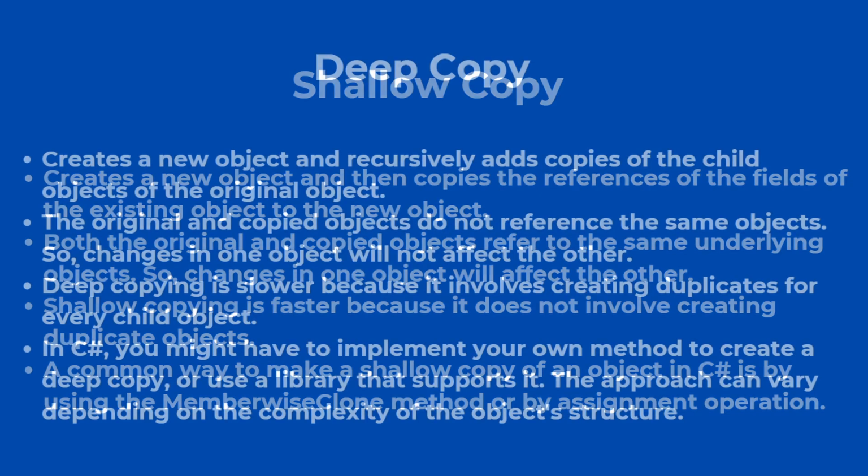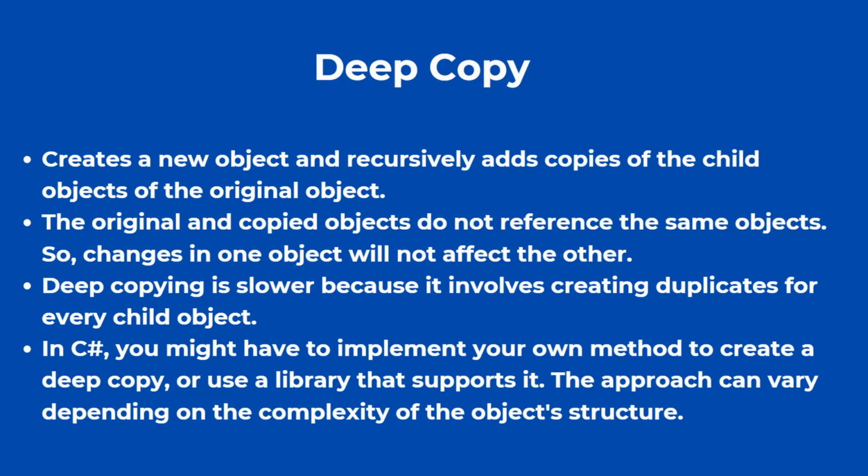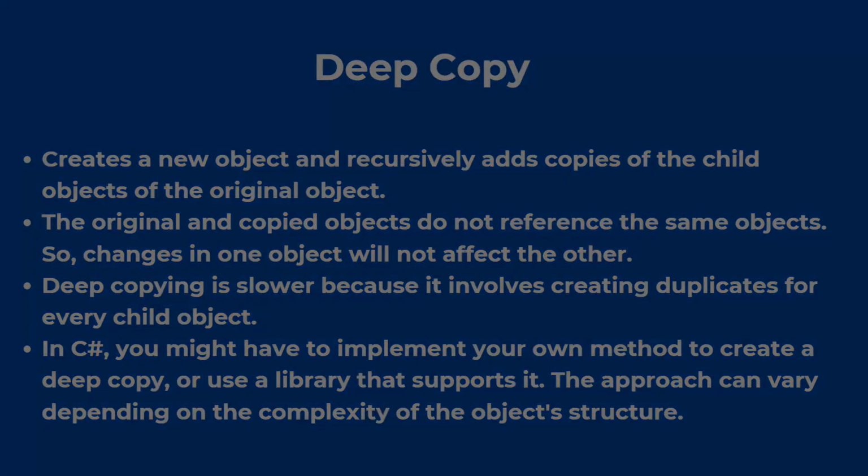The deep copy, on the other hand, duplicates everything. It creates a new object, and then for each child object also creates a copy of it. When using deep copy, the original and the newly created copied object do not reference the same object. That means the changes in the original object or the new one will not affect the other.